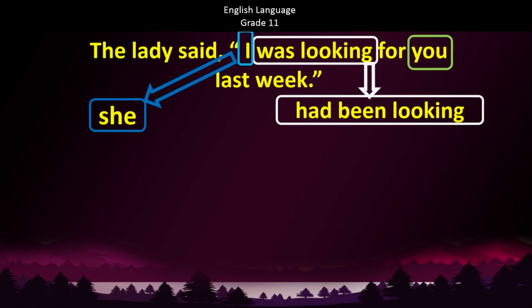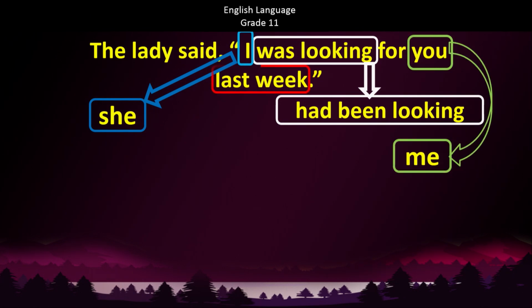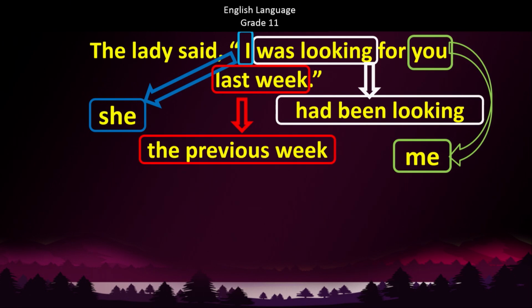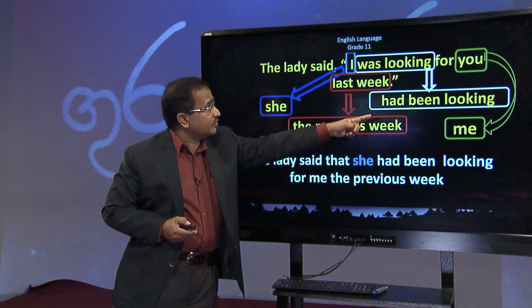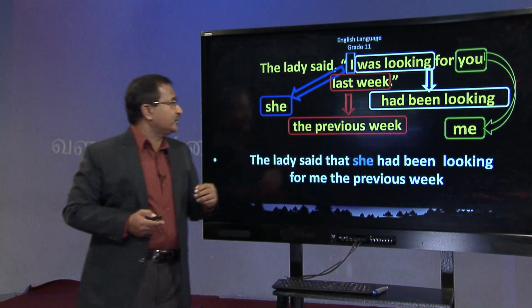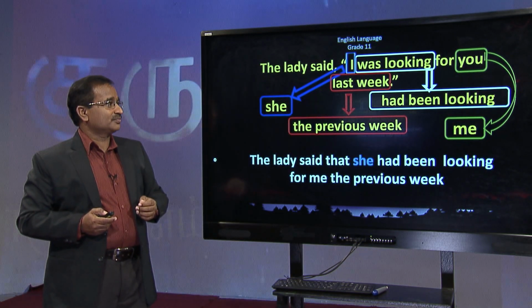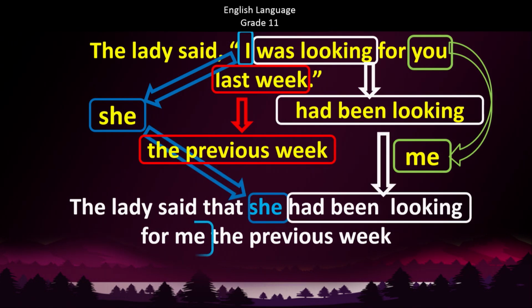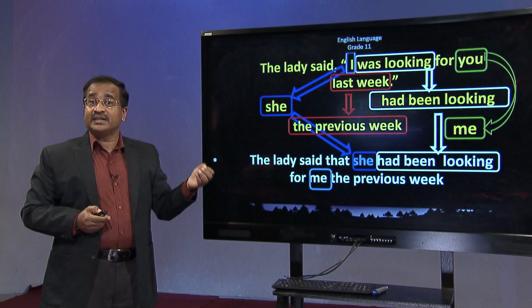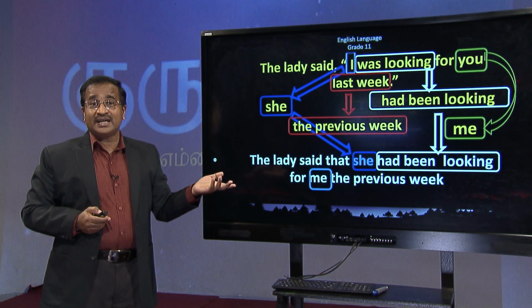"You" should be changed into "me," and the phrase "last week" should be converted into "the previous week." A lot of changes, a lot of conversions, my dear children. I into she, was looking, had been looking, you into me, last week into the previous week. I think all the changes are here. The lady said that she had been looking for me the previous week. Okay. Hope that our children can understand these explanations because they have learned this lesson in grade 9, in grade 10 as well. So, we are doing it a little faster.